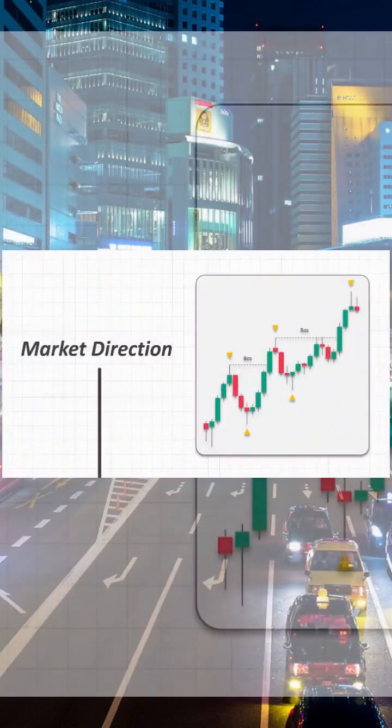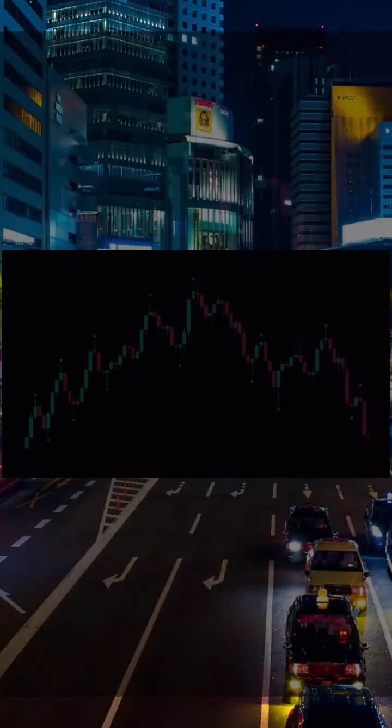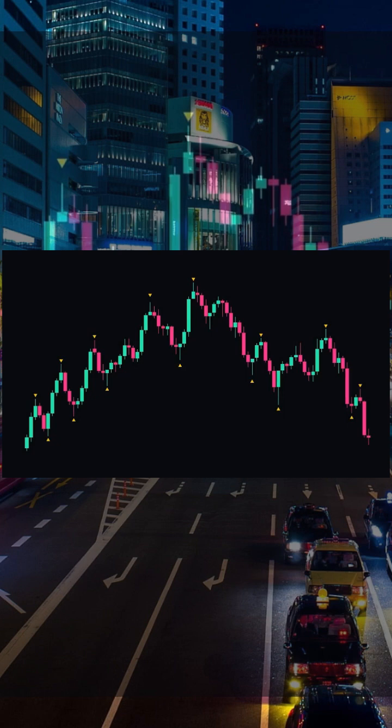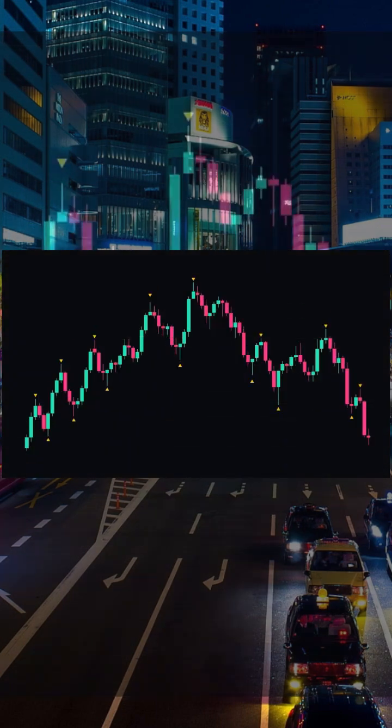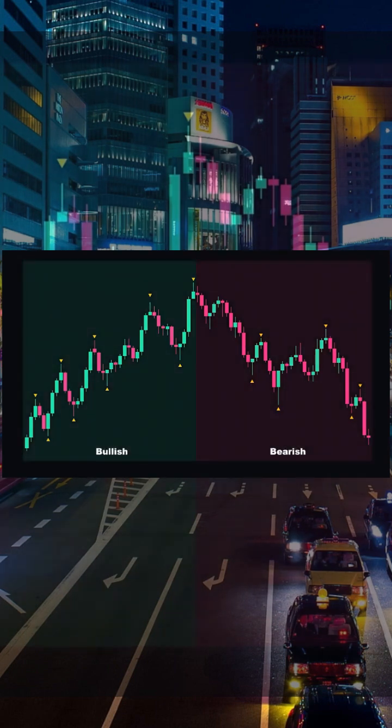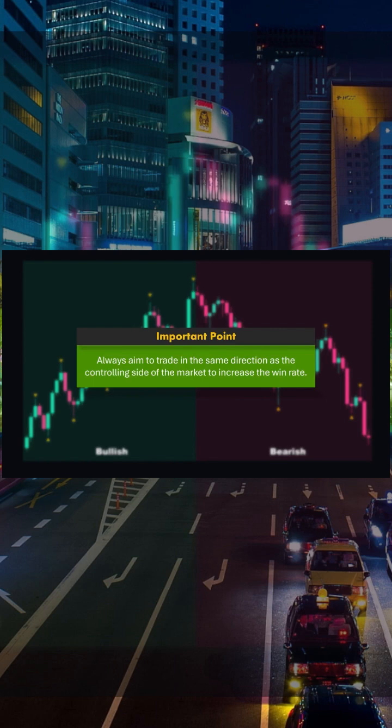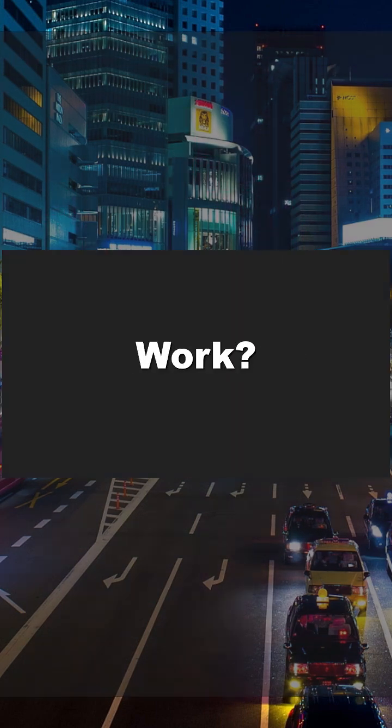Number 1. Market direction. Let's start with the fundamentals of the price chart. Identifying the market direction. Supply or demand. Who is in control? Identifying the market direction is generally the first step in analyzing a price chart. We want to identify the trend and determine whether buyers or sellers are in control. We always aim to trade in the same direction as the controlling side of the market to increase the win rate.